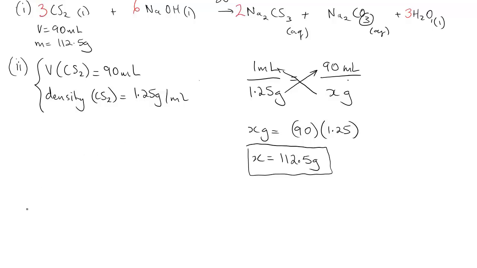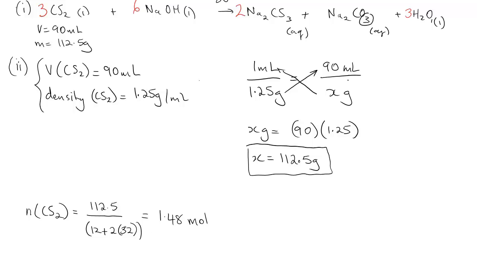So the mole of CS2 is equal to the mass of it divided by the molar mass. So the molar mass of this would be 12 plus 2 times 32. And then we end up with, I think, 1.4048 mole.